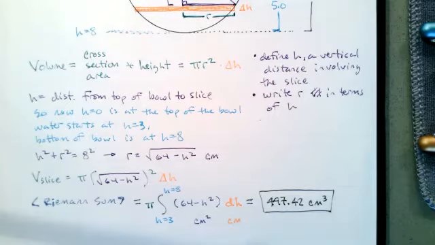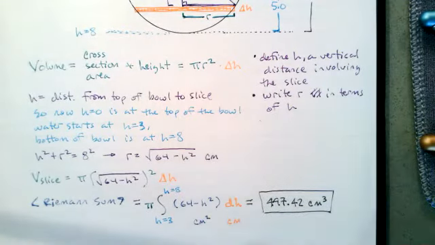Professor, on the V slice line, how come we squared it? The area of the circle is pi r squared. Oh, got it. This circle up here. Got it. Thank you.